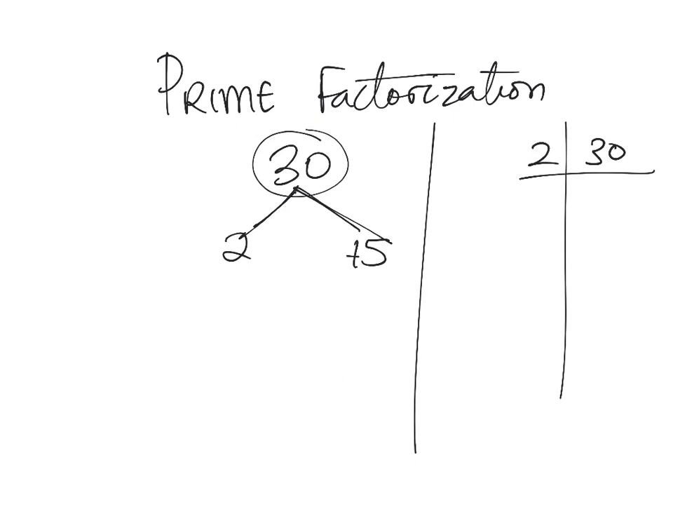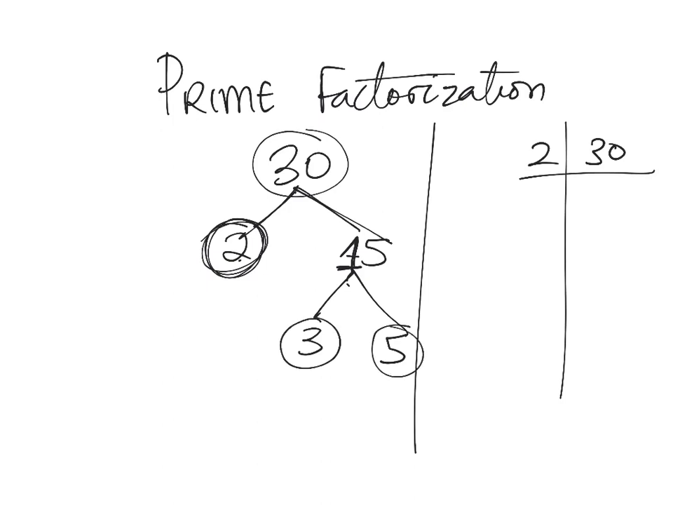And then we take the 2 and we say, is that prime? That is prime at that point. So you don't do anything further with that part. But then you look at the 15 and you ask, is that a prime number? And the answer is no. So you can break the 15 down into 3 times 5. Now 3 is prime and 5 is prime. So the prime factorization of 30 would give you 2 times 3 times 5.